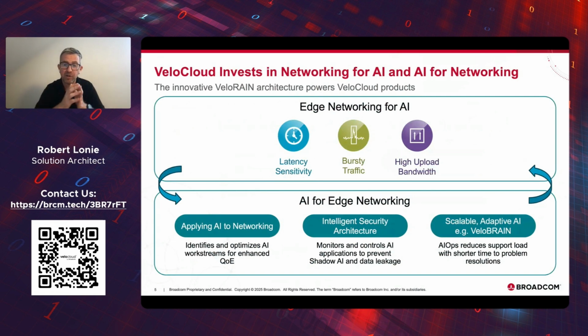Now, from an AI for edge networking perspective, we're looking essentially to apply AI to networking, whether that's identifying and optimizing AI work streams for enhanced quality of experience, or indeed using AI to identify encrypted applications or encrypted traffic. We're also using AI in an intelligent security architecture, using AI to monitor and control AI applications to prevent shadow AI and data leakage, but also using AI, for example, to identify and prevent zero-day malware attacks.